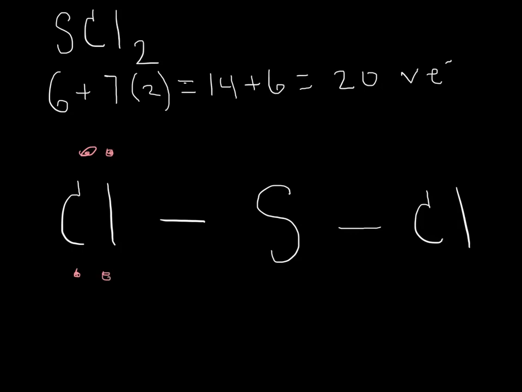2, 4, 6, 7, since chlorine has 7 valence electrons. Then we'll do the same for the other side. 6, 7. And now that we see that sulfur has 6, we will give 6 electrons to sulfur.